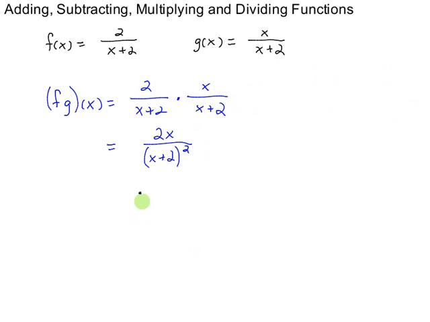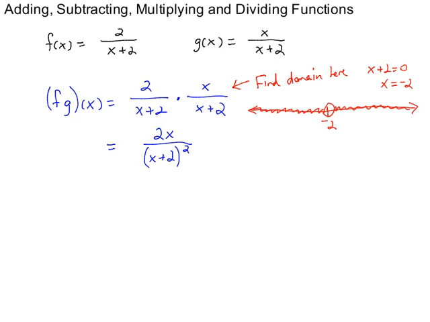Alright, fg of x, multiply the two functions, so you just multiply straight across and you get 2x over x plus 2 quantity squared. You cannot reduce this either. We still use this step to find our domain. And once again, it's the same as it has been in the other problems.